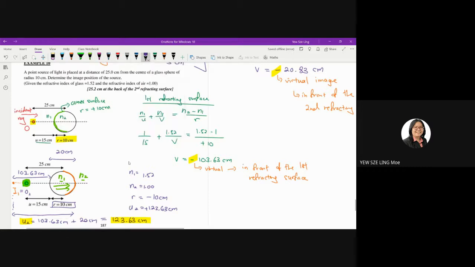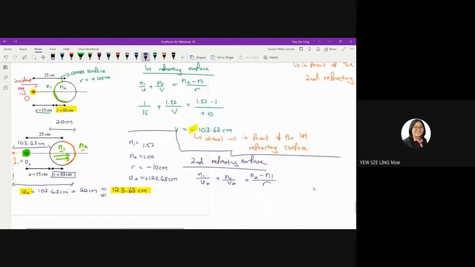So what am I going to do right now? I'm going to calculate V for the second refracting surface. For the second refracting surface, N1 over U2 plus N2 over V2 equals N2 minus N1 over R. So you substitute the values into the equation: 1.52 over positive 123.63 plus 1 over V2 equals 1 minus 1.52 over negative 10.